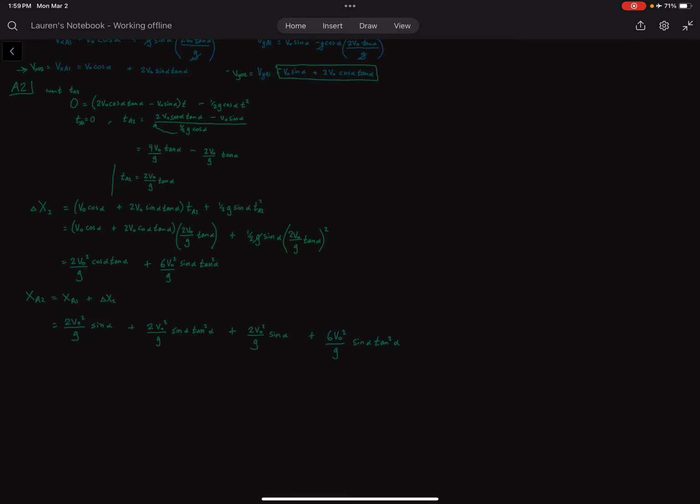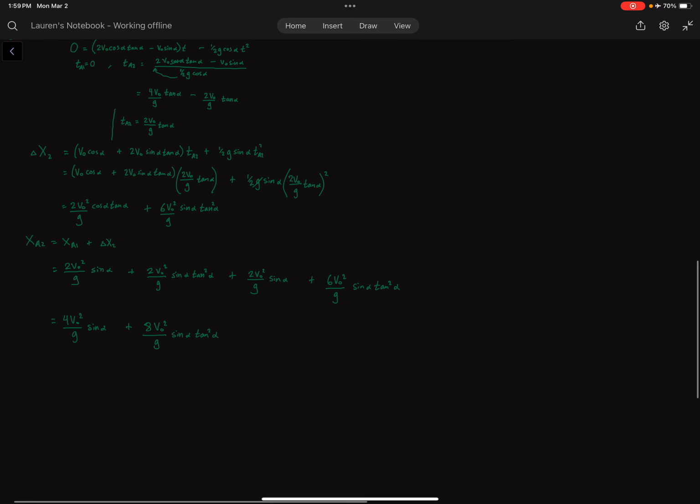All right, so look at what we've got. We've got some things that combine. 2 of something plus 2 of something is 4 of something. So 4v0 squared over g sine alpha plus 2 of something plus 6 of something is 8 of something. So I'm going to write plus 8v0 squared over g sine alpha tangent squared alpha.